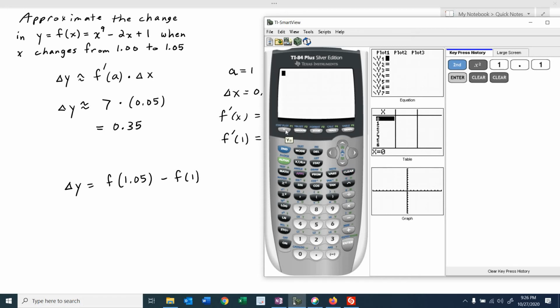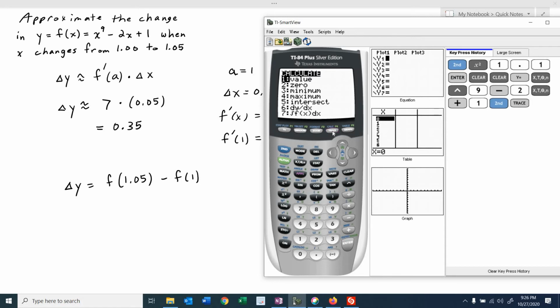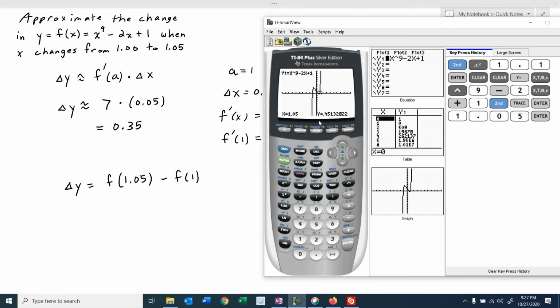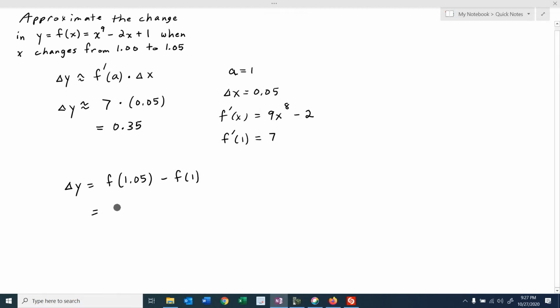if you have a TI-84 calculator, one quick way of doing this is go to your y equals button, enter in the function, so x to the 9th minus 2x plus 1. And then you can go to calculate the value when x is 1.05. And so the y value that comes out is 0.45132. Let's write that down.